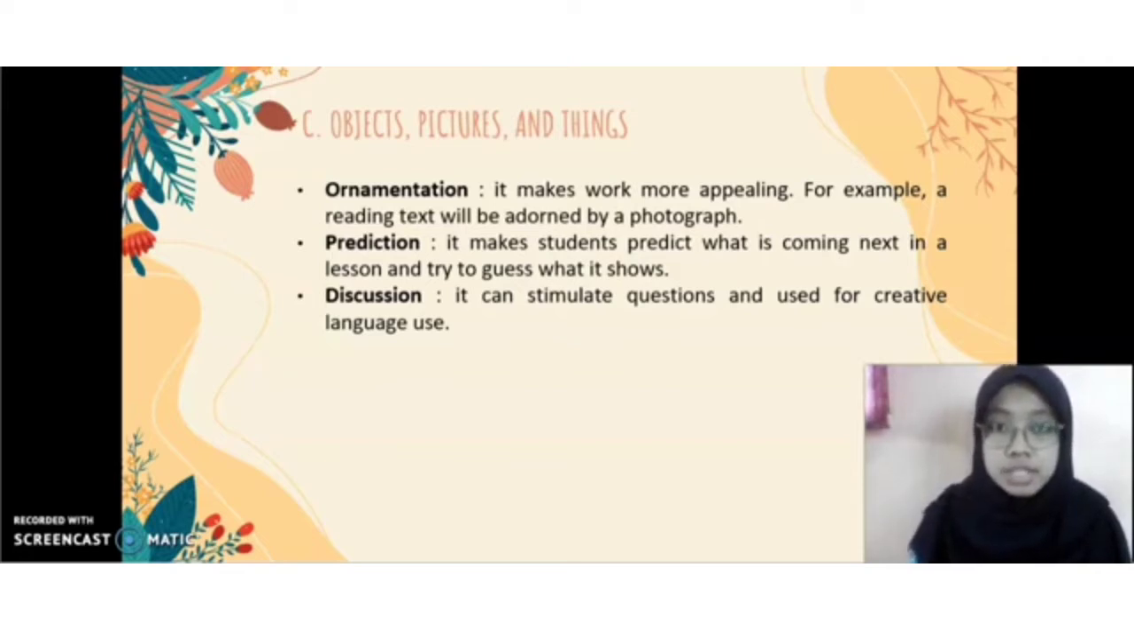It can stimulate questions and be used for creative language use. For example, there are some photographs and the students become judges of a photographic competition. So, the questions that may appear are, what is it showing? How does it make you feel? Is the picture a work of art? And many more. Then, the students choose the best picture with the reason why they chose that picture. Or, in other activities, we can ask students to describe a picture, find the dialogue in the picture, and so on.